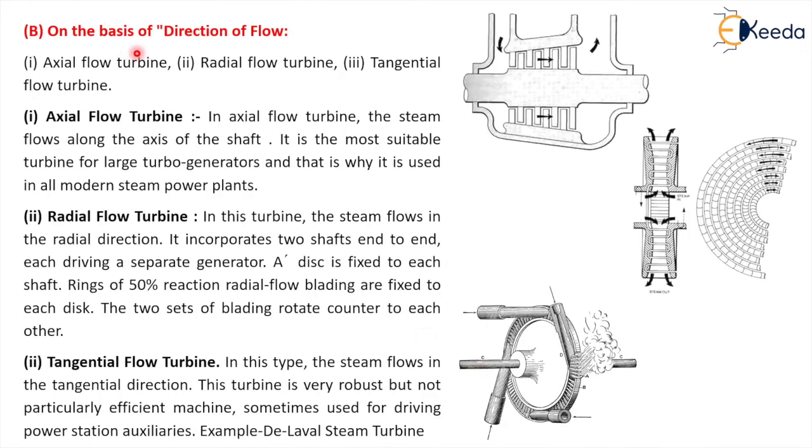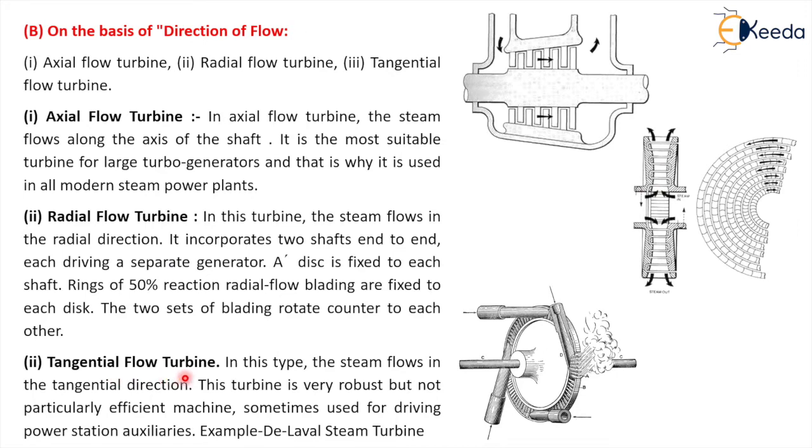Let's see the classification on the basis of direction of flow. The axial flow turbine. In this case, you see that the steam is flowing parallel to the axis. This is the axis of the steam turbine. So steam is flowing parallel to the axis of the turbine. So this is an axial flow turbine. Radial flow turbine. In radial flow turbine, steam will enter from the center and radially it will go out. So in this case, steam is flowing radially. This is the radial flow turbine.